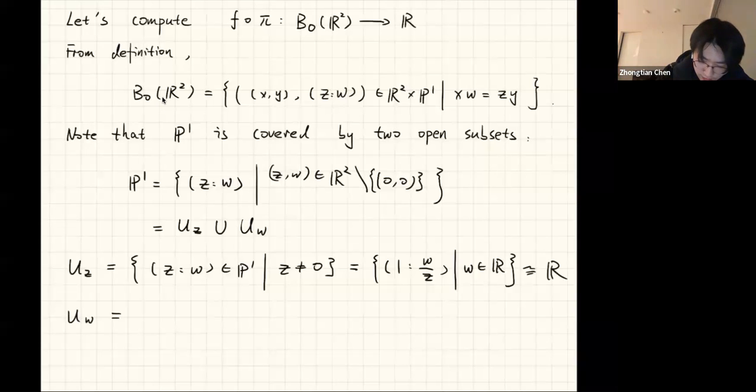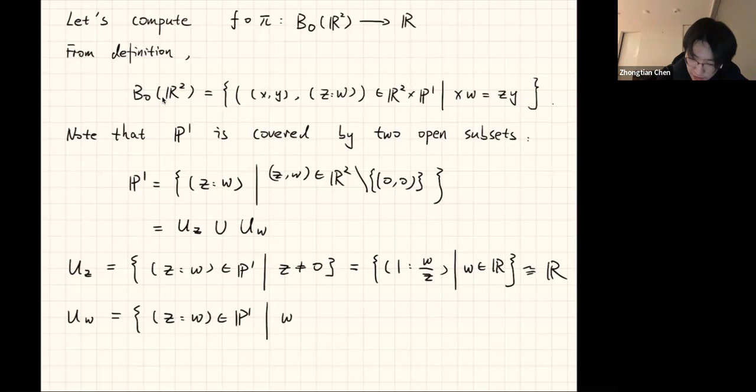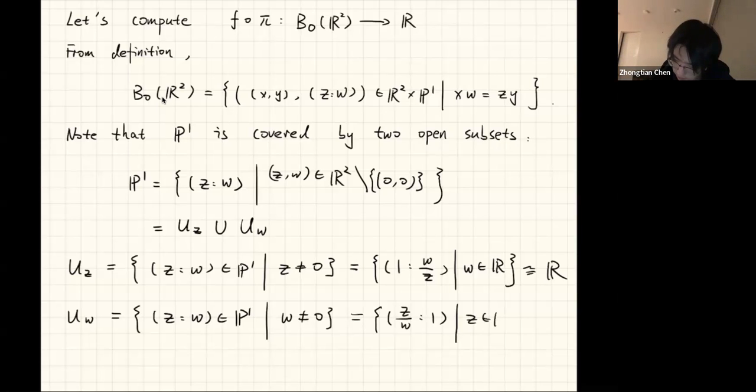Same thing for this UW, it will be points in P1 so that the second coordinate is non-zero. Then we can divide by the second coordinate. And there's no constraint on that. And again, this is the same as the real line. So given P1, we know it can be covered by two real lines. So far, so good.